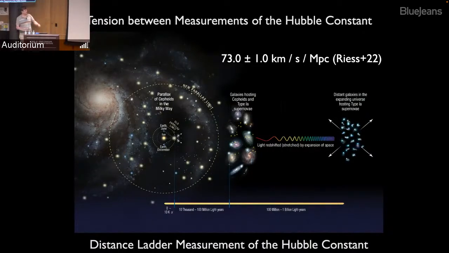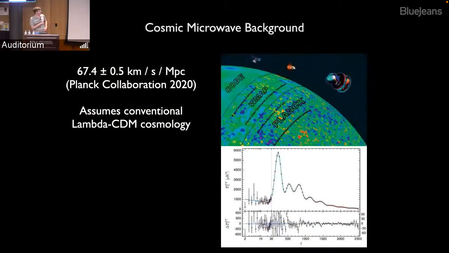Well, I'm sure everyone here is familiar with the current tension between the local measurement using type Ia supernovae calibrated with Cepheids, which gives about 73 kilometers per second per megaparsec. And I updated this to Riess 22 as opposed to 21. I thought people get in trouble with that wrong here. So okay, then the other very precise measurement comes from observations of the cosmic microwave background, combined with the assumption of the conventional lambda CDM cosmology, and if you put these two together, you get around 67.4 plus or minus 0.5 kilometers per second per megaparsec.